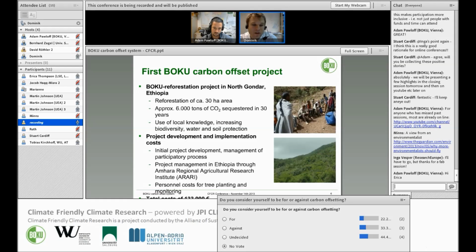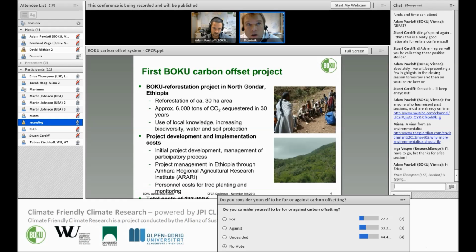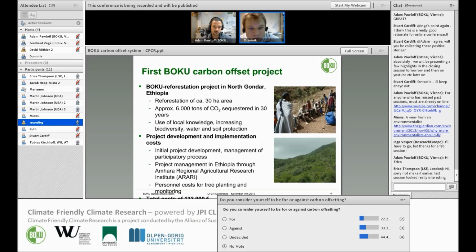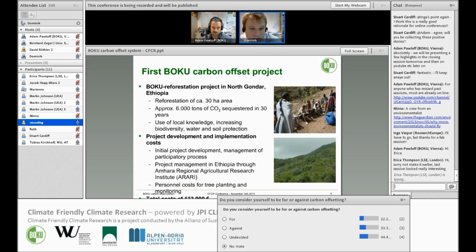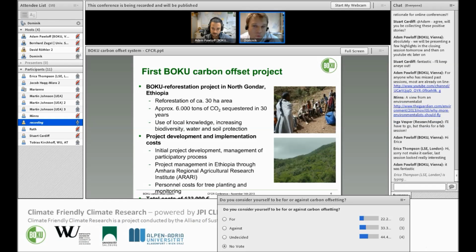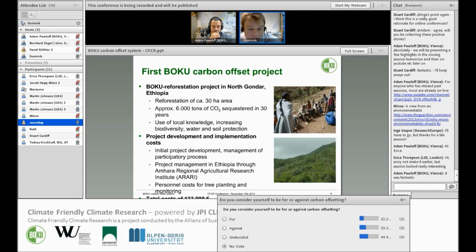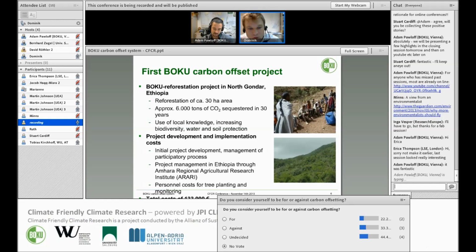So we started, as I said, with the initial project development, so finding the right partners. There were already some good collaborations ongoing from joint research in Ethiopia. Our project management partner is the Amhara Regional Agricultural Research Institute. Amhara is the region where the project is planted, and it is a big organization. In total, they have more than 1,000 staff. So these steps were the first ones, and then we started with a participatory process, which is currently ongoing.